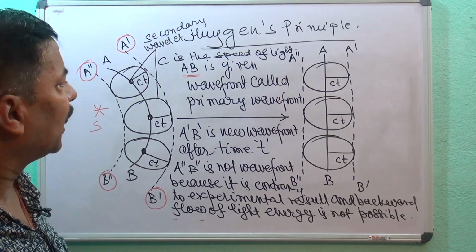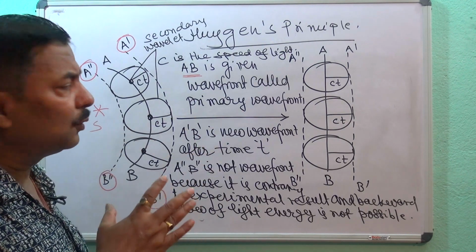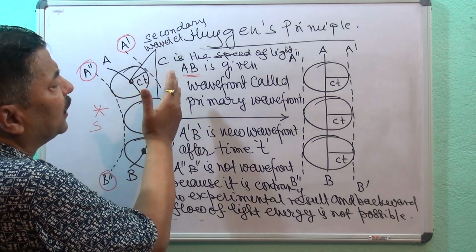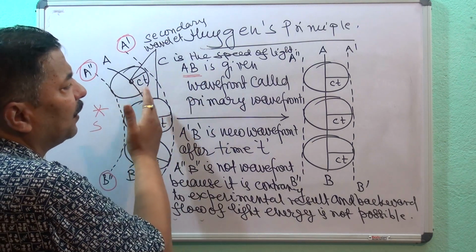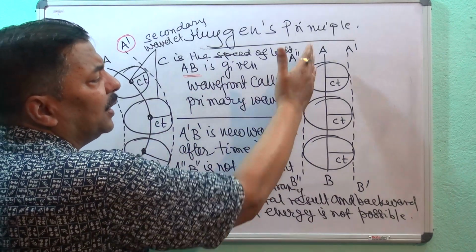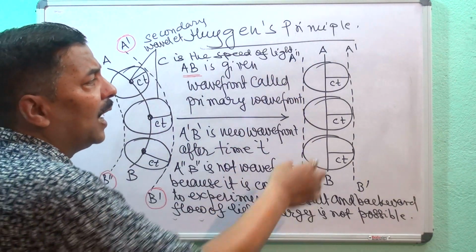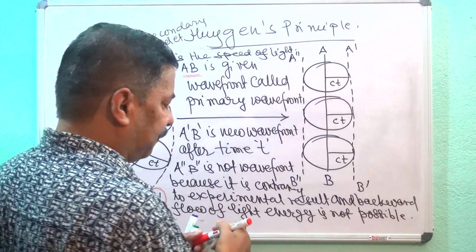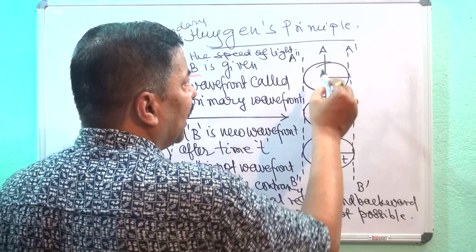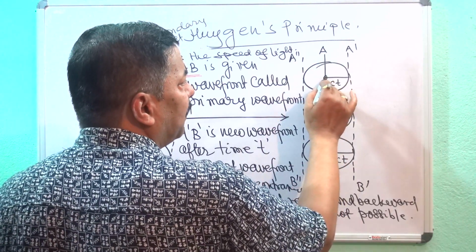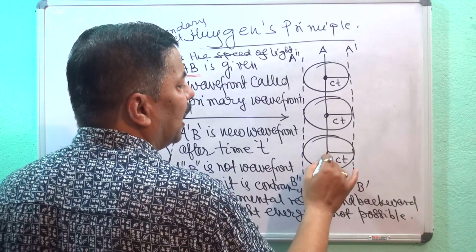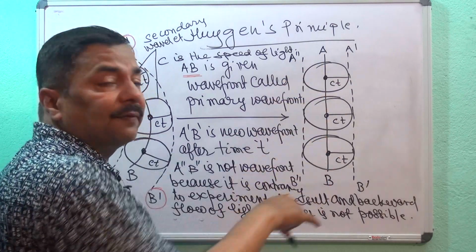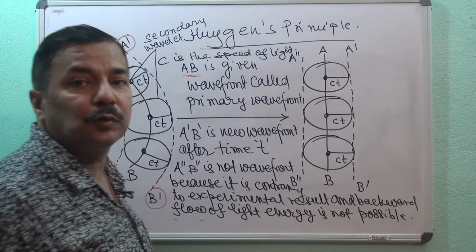But one more thing here: after a long distance, the curvature will go on decreasing, and when the curvature is nearly zero, the radius becomes infinite, and then it is a plane wavefront. Here this is your plane wavefront, and every point on the given wavefront AB we can again consider as the given wavefront, and each point will behave as a source.